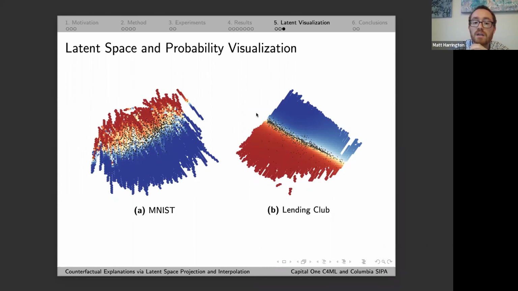MNIST, on the other hand, looks fuzzier, like a fuzzy blob, but this is likely due to the fact that in Lending Club we're looking at 2 dimensions. In MNIST, we're looking closer to 20 in the latent dimension. So the latent codes are about 20 dimensional.